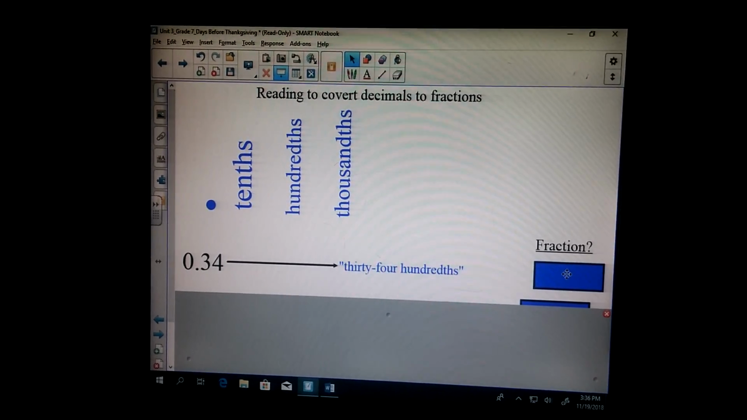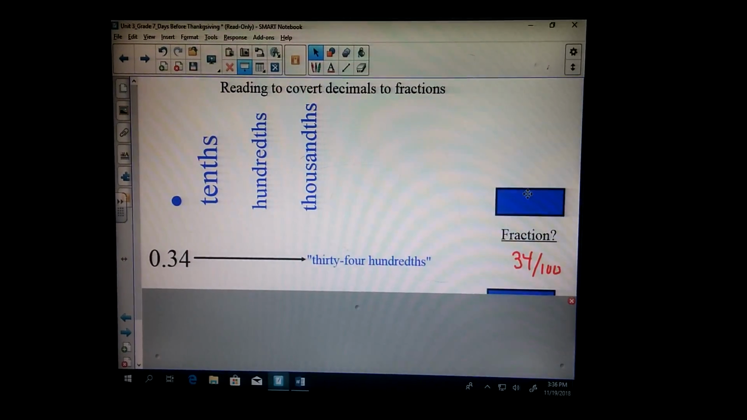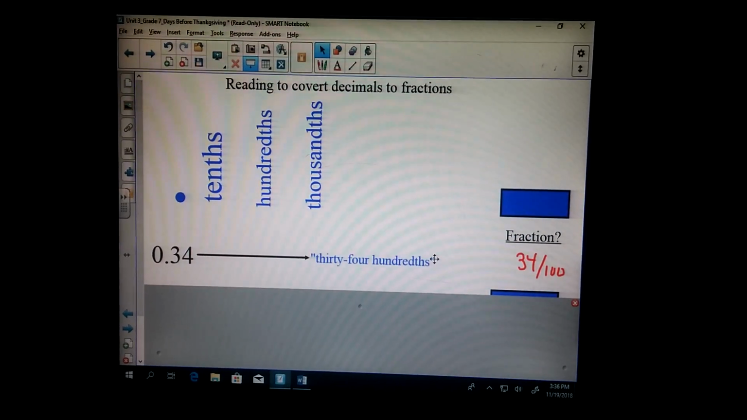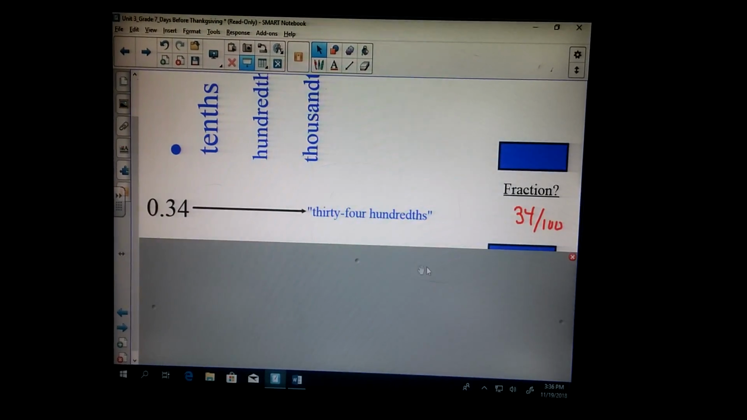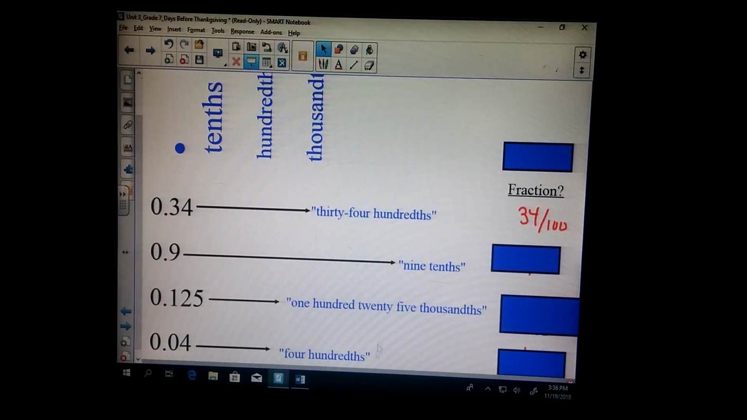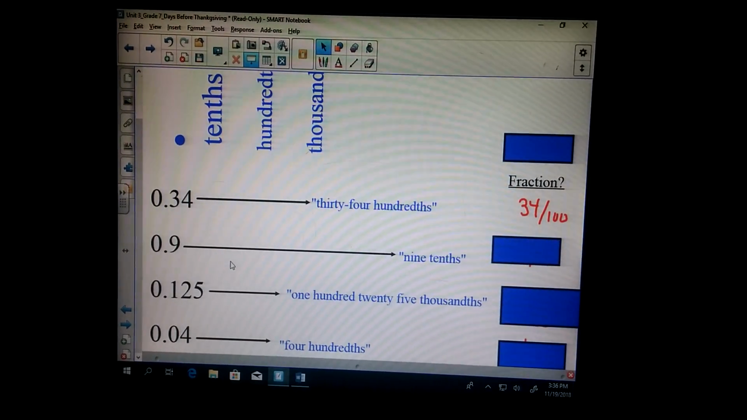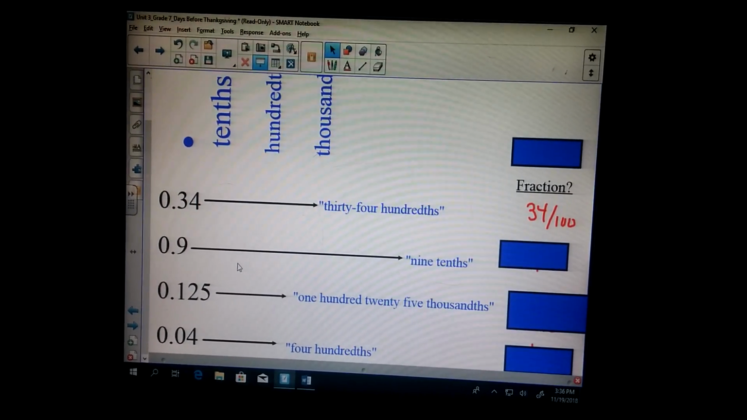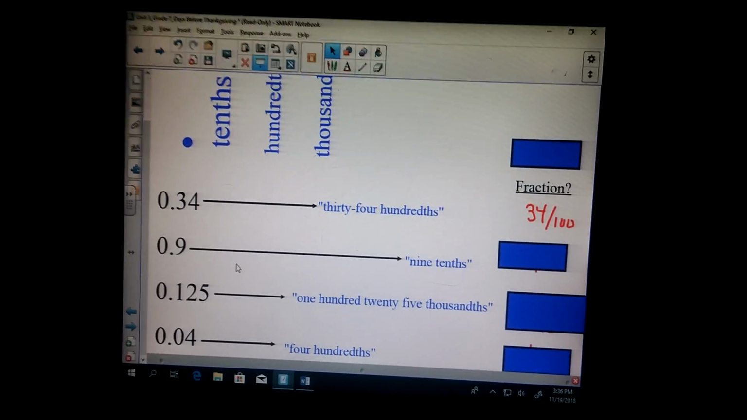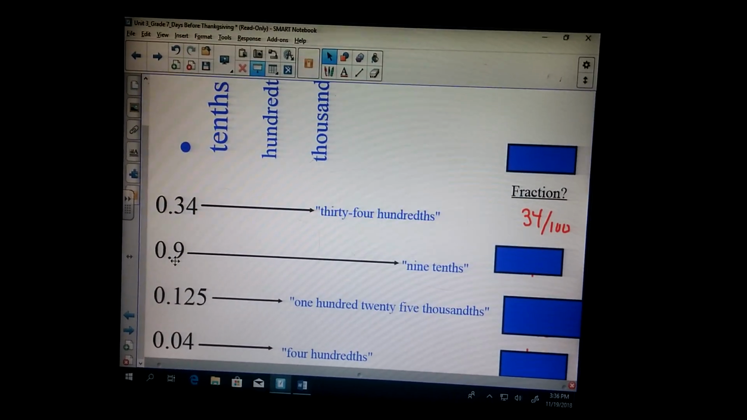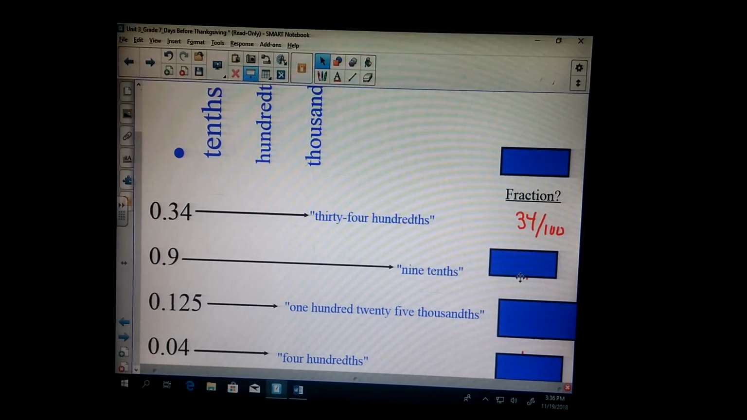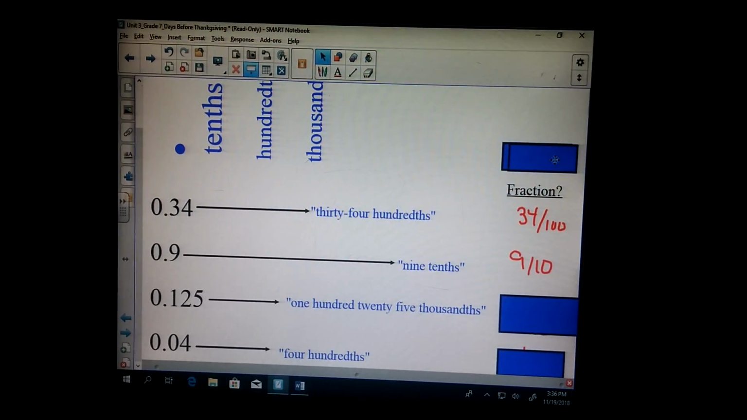The way you write it as a fraction, the same way. 34 out of 100, 34 hundredths. Go ahead and pause the tape, and in your notebook, write these 3 decimals as fractions. Okay, we read this as 9/10. The number 9 is in the tenths place. 9/10 is simple. It's 9 out of 10.